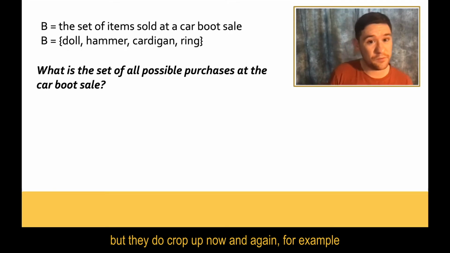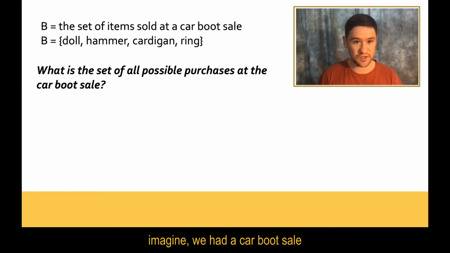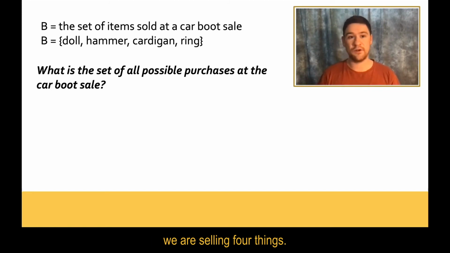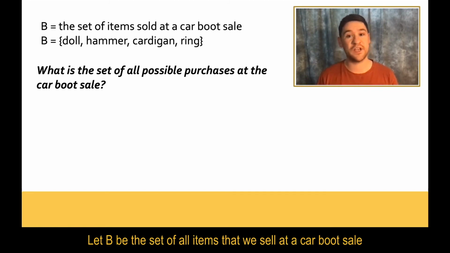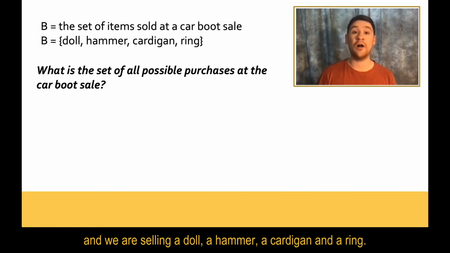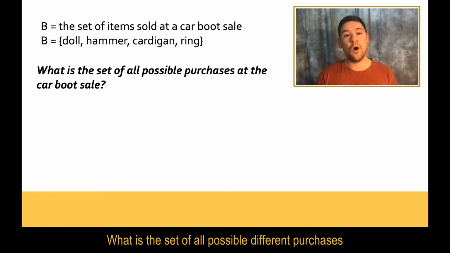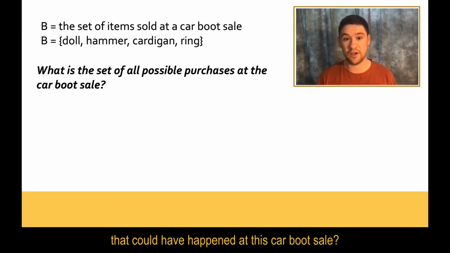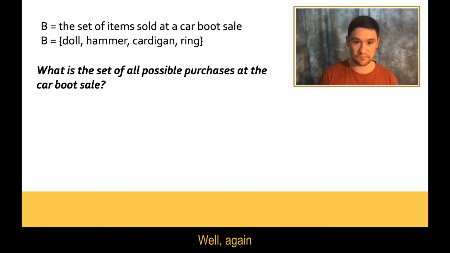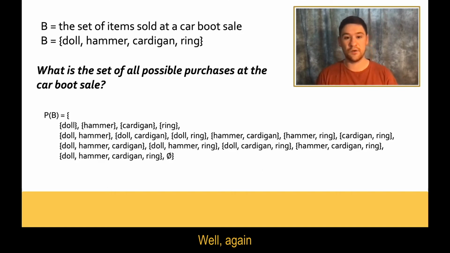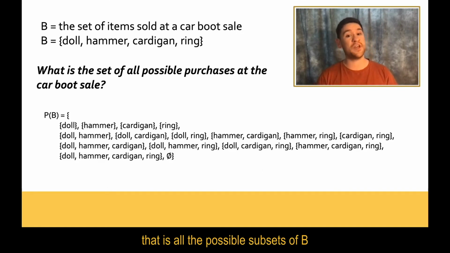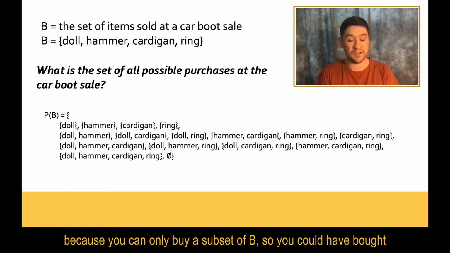So for example, imagine we had a car boot sale. We are selling four things. Let B be the set of all items that we sell at a car boot sale. And we are selling a doll, a hammer, a cardigan and a ring. What is the set of all possible different purchases that could have happened at this car boot sale? Well, again, that is all the possible subsets of B, because you can only buy a subset of B.